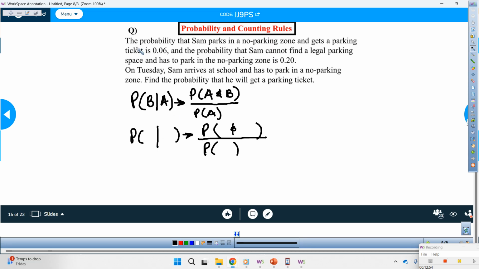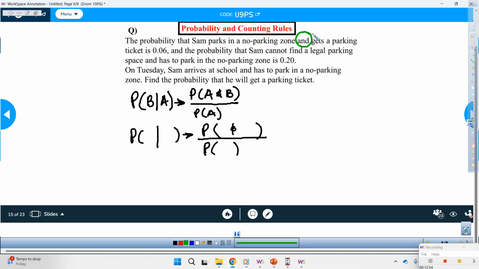However, let's read the problem and see if we can see that word in there. It says the probability that Sam parks in a no parking zone and gets a parking ticket is 0.06, and the probability that Sam cannot find a legal parking space and has to park in a no parking zone is 0.2. On Tuesday, Sam arrives at school and has to park in a no parking zone. Find the probability that he will get a parking ticket. Question, do you see the word given? No. However, the second keyword that I want you to look for whenever they give you a word problem is the word and. So, circle the word and in your notes. There it is.